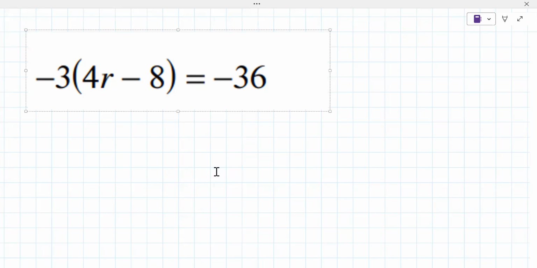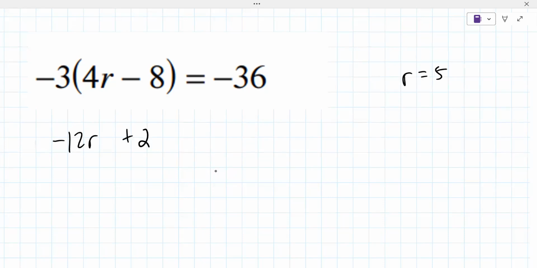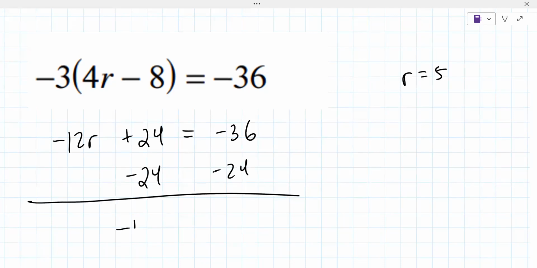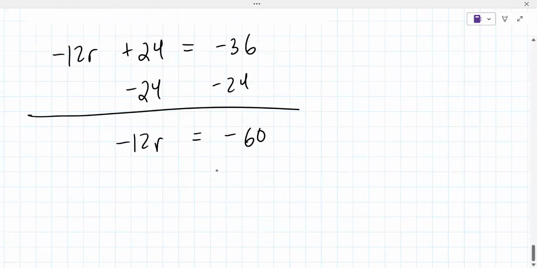All right, how are you looking on this one? I think it's r equals 5. Okay, let's take a look here. A lot of steps here. So -12r plus 24 equals -36. Subtract 24 from both sides. -12r equals -60. Divide by -12. r equals 5. Very good.